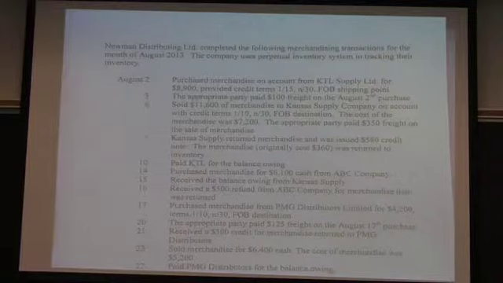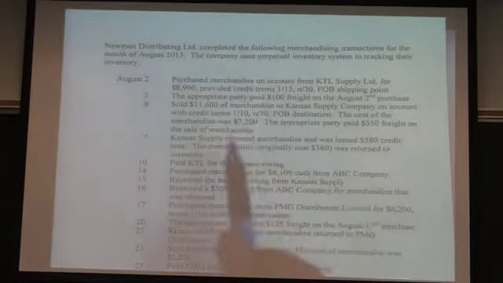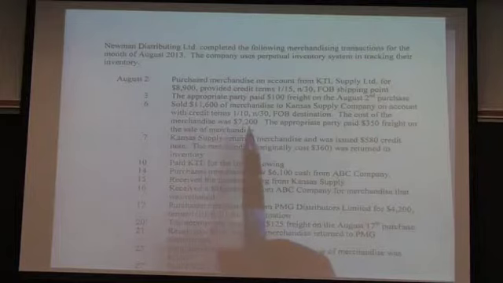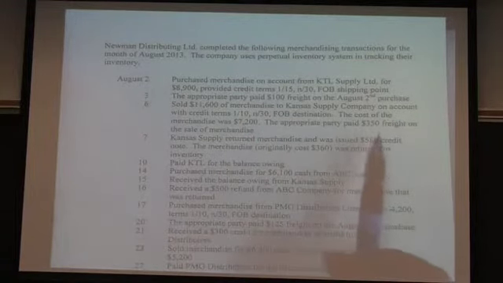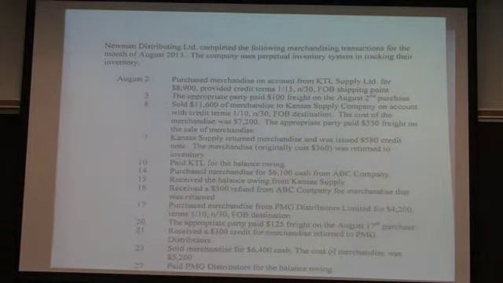Now, the cost of merchandise was $7,200. We need to know the cost because we're using perpetual inventory system. We have to record not just the revenue, but also the corresponding cost of goods sold. And it says the appropriate party paid $350 freight on the sale of merchandise. So who is responsible for the $350?